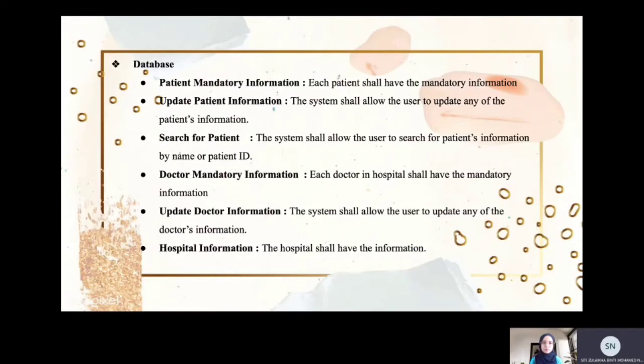Next, database. In the database, there is patient mandatory information. Each patient shall have the mandatory information like name, IC number, address, city, phone number. But the patient can also update their information. So the system shall allow the user to update any of the patient information. For example, if a patient changes their phone number, the patient can update the new phone number in that system.